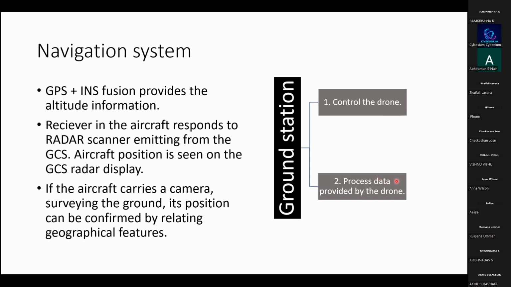And the second thing is whatever data is coming out of the UAV, it is processing that data, and then, application-wise, it is segregating that data and making use of it. So these are the two main functionalities of our ground control station.